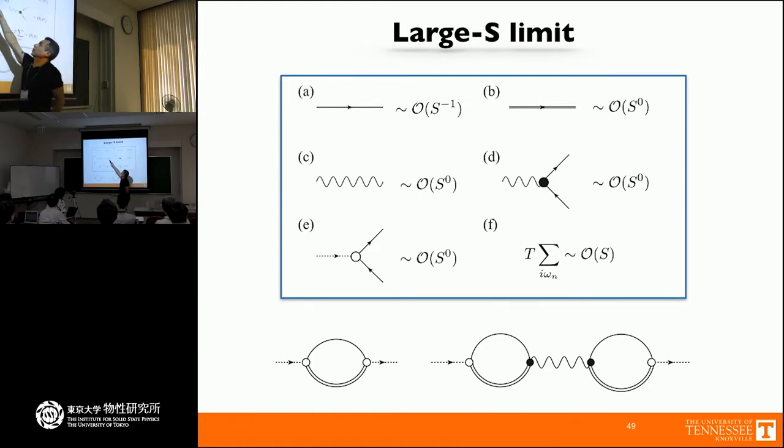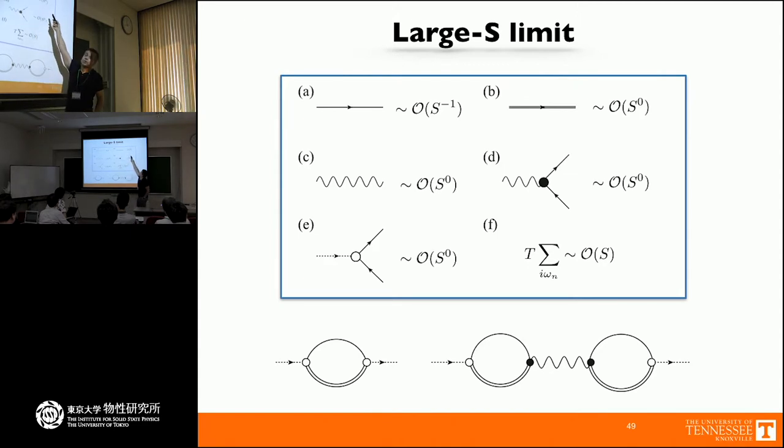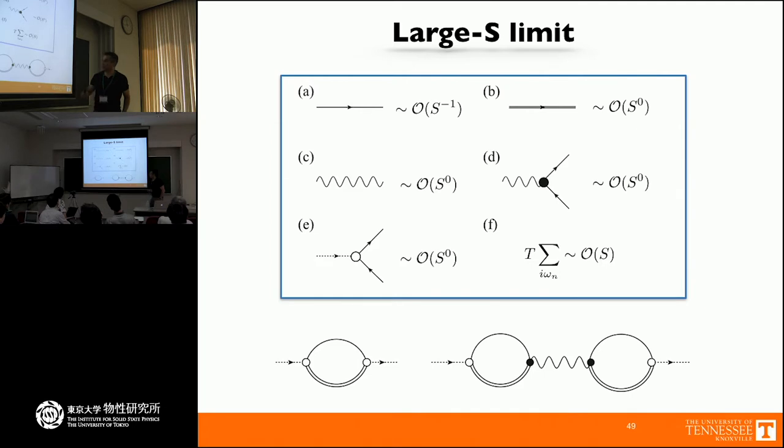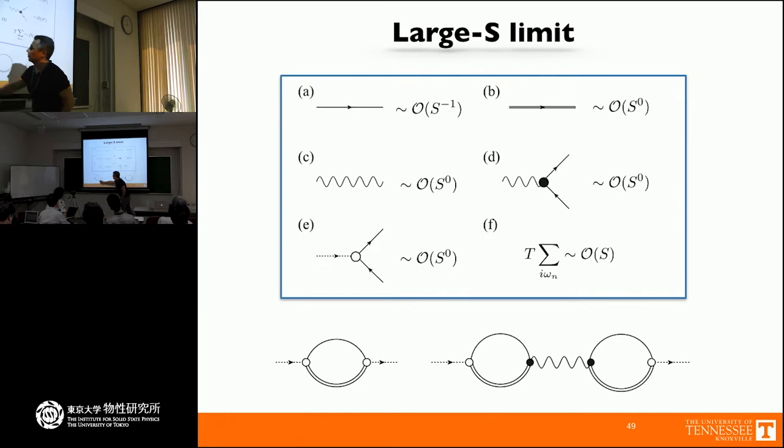What one can see is that the normal part of the propagator scales like 1 over S, but the condensed part of the spinon propagator scales like S to the 0. The internal and external vertices scale like S to the 0, the RPA propagator scales like S to the 0, and each loop, its sum over frequencies, brings a factor of S. So when we are adding these two diagrams, in the large S limit, we can simply replace one of the two propagators in the loop by only the condensed part of the propagator. That is what I mean by this double line, right?